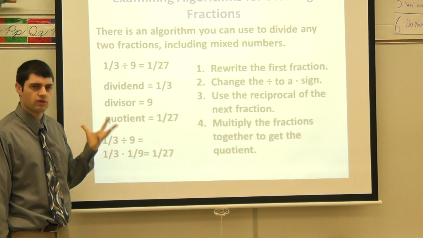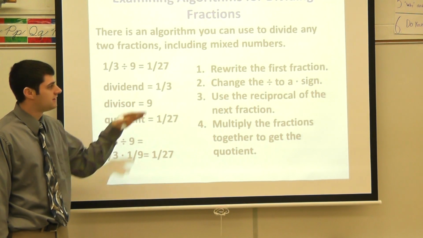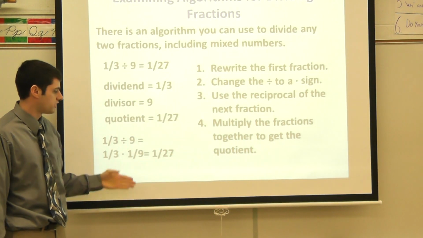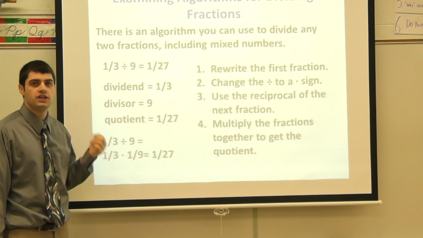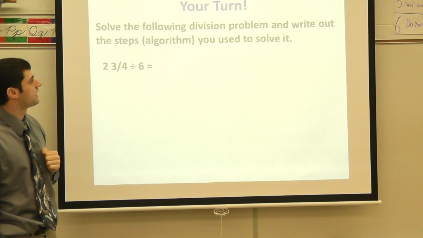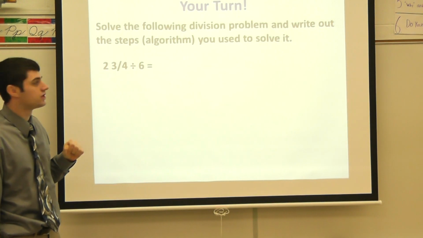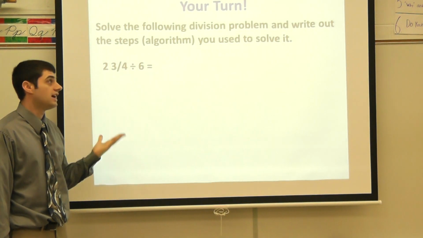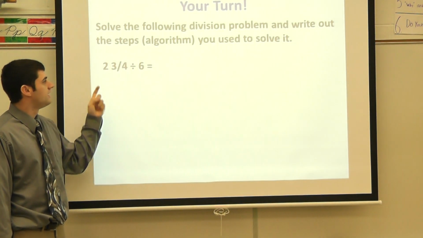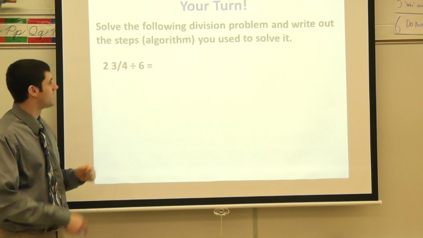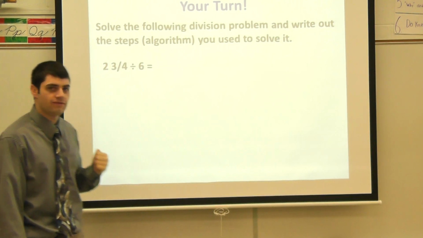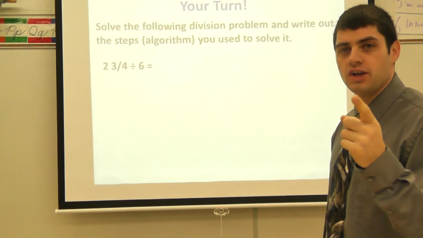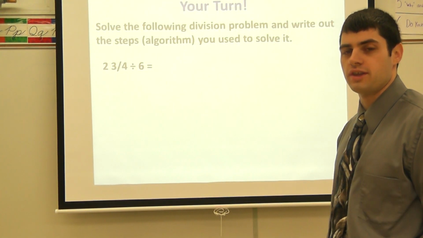So again, it's kind of like a recipe for macaroni and cheese here. If I follow each one of these steps in order, I'm going to be able to solve my division problem. Alright, let's take a look at our next problem here. Again, this is going to be your turn. It says solve the following division problem and write the steps, or the algorithm, you use to solve it. I've thrown that curveball at you again: 2 3/4 divided by 6. Go ahead and make sure you got that paper ready, get that pencil out, and pause this video and we'll see what you come up with.